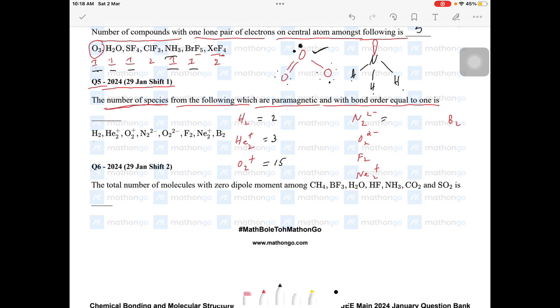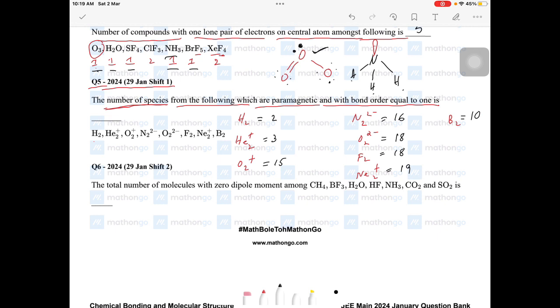Next, N2 2 plus. N2 means 14 electrons. 2 minus means 16 electrons. O2 2 minus: O2 means 16 electrons, 2 minus means 18. F2 means 18 electrons. Ne2 plus: Ne is neon, atomic number 10, so Ne2 means 20, plus 1 means 19. B2: boron is 5, so B2 means 10 electrons.